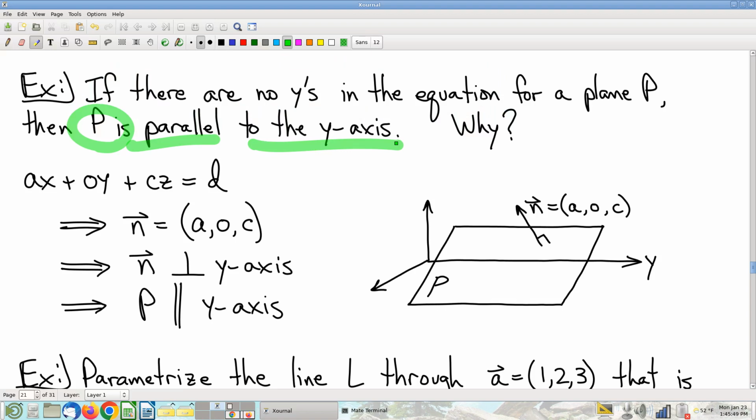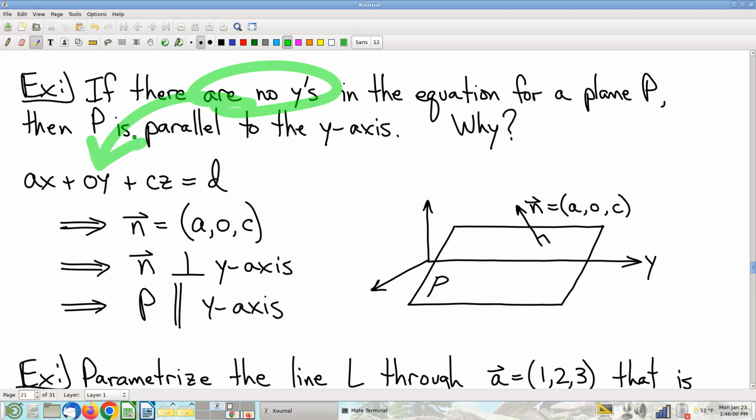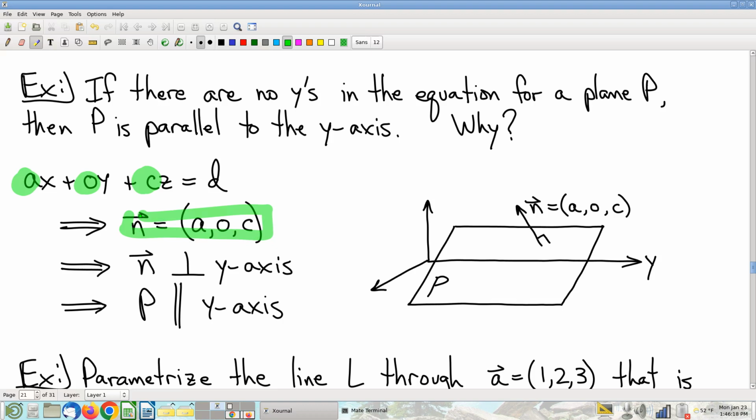So I love it when this kind of thing happens. Simple algebraic observation, powerful geometric conclusion. So let's think through why this is. Of course, if there's no y's in the equation, then this is what the y term looks like, right? Instead of having the usual b times y, there's no y's, so it would be 0 times y. Now, keep in mind, we have a rule when you have the equation of a plane in that certain form. Those coefficients tell you the normal vector, right? So I now know what that normal vector is for my plane.